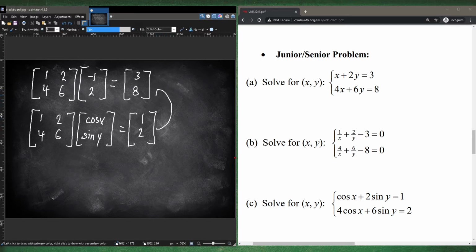So to make this into this, all we have to do is just add some kind of matrix to get that. So 1 to 3, we need to add a 2. 2 to 8, we need to add a 6. Well, this looks familiar. This is right here.